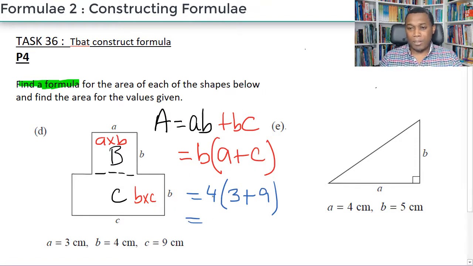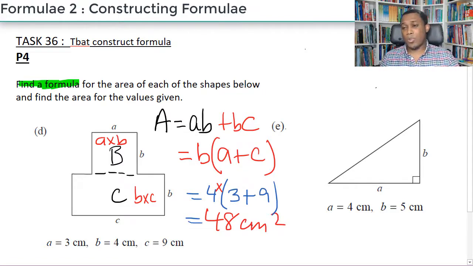Then the number outside the bracket, remember expanding, we need to multiply out. So we're going to multiply 4 by 3 plus 9. 9 and 3 is 12, 4 3s are 12, 12 fours are 48. So your answer for the area for D is 48 centimeters squared.